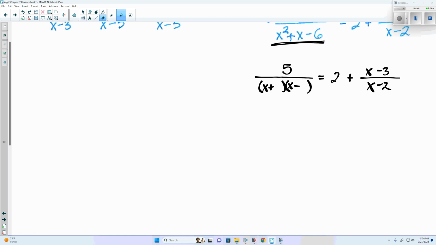The only factors of x squared are x and x. Factors of 6: 1 and 6, 2 and 3. And it will work out that it's x plus 3, x minus 2. If we want to check this, x times negative 2 is negative 2x. 3 times x is positive 3x, giving us a positive 1x.